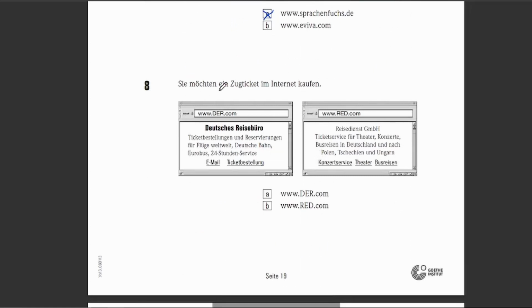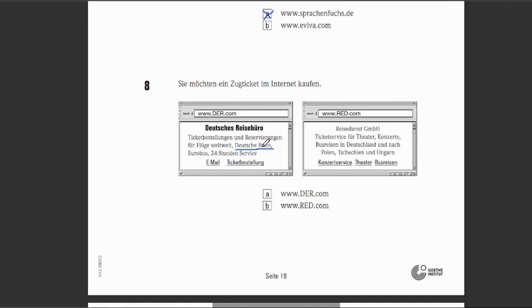Sie möchten ein Zugticket im Internet kaufen. So you would like to buy a train ticket using the internet. Online, you have to buy a train ticket online. So which website should you use? Here it seems to be der.com, Deutsches Reisebüro, Ticketbestellungen und Reservierungen für Flüge worldwide, and Deutsche Bahn, Eurobus, 24-Stunden Service. So this is more suitable because we wanted to buy a train ticket.